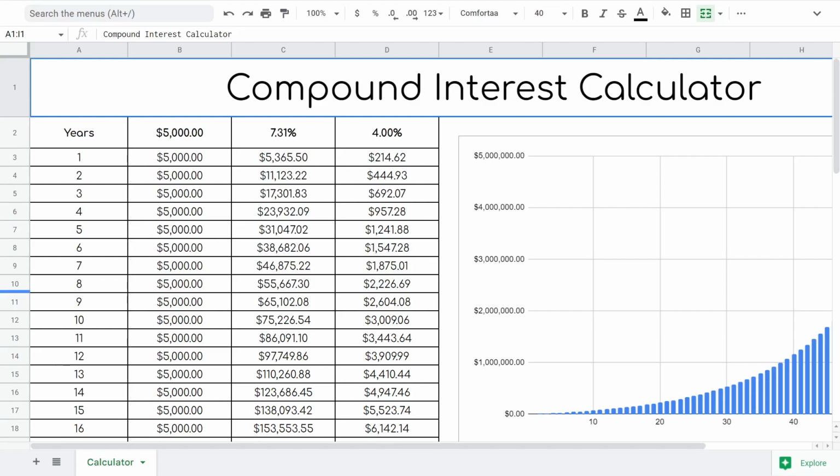Today I'm going to talk about the compound interest calculator I just created. It's a really cool calculator that you can create in the Google Sheets platform. So let's go ahead and dive into it here.